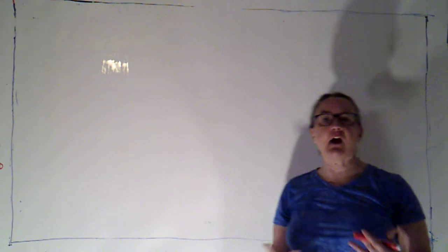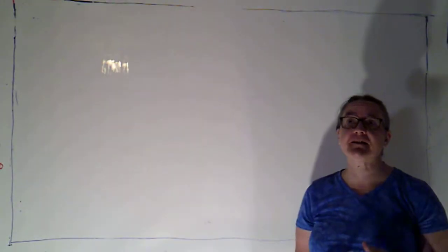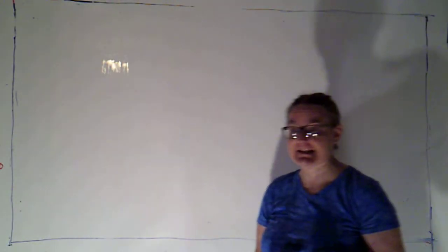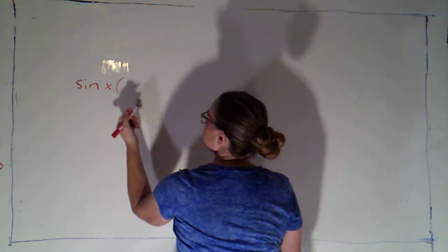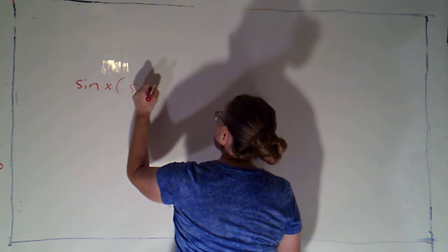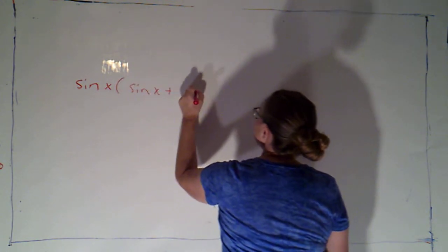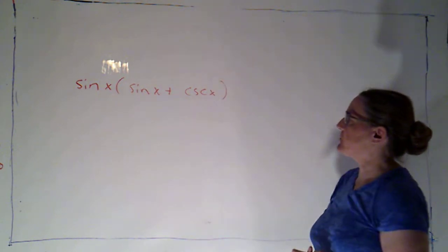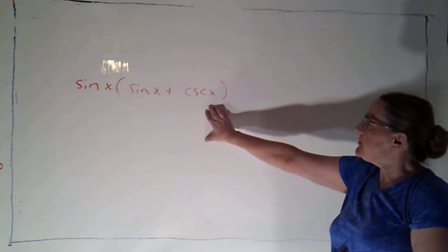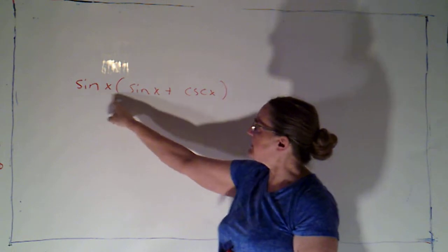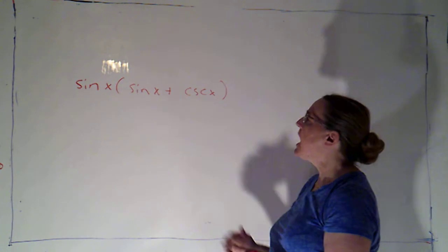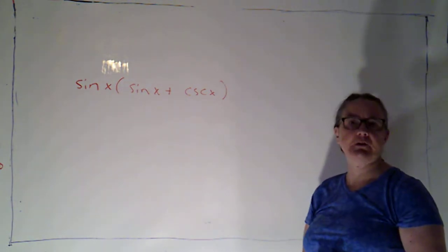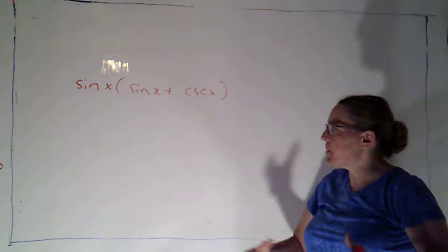Okay, in this video we're going to continue reviewing just some of the algebra skills that are going to be useful for us in this section as we work with identities. So if I have something like sine of x times sine x plus cosecant of x, it might be easier sometimes to have things in this form, which we call factored form, where it's two things that are being multiplied together. Other times it's going to be easier to have things multiplied out. So we want to know how to do both things.